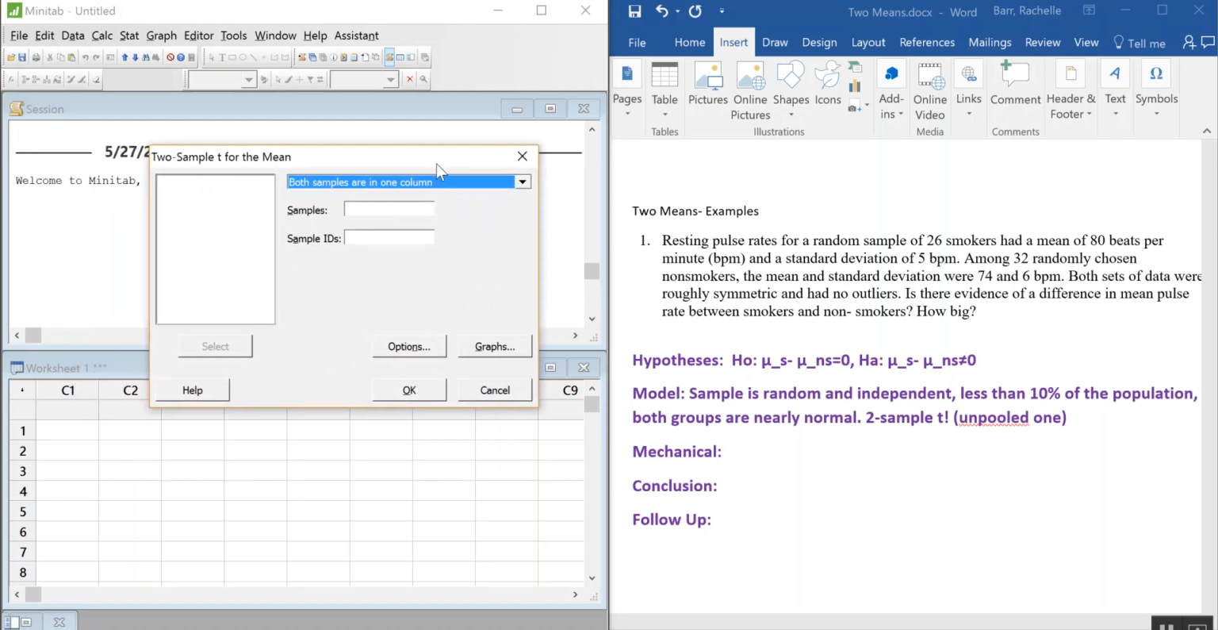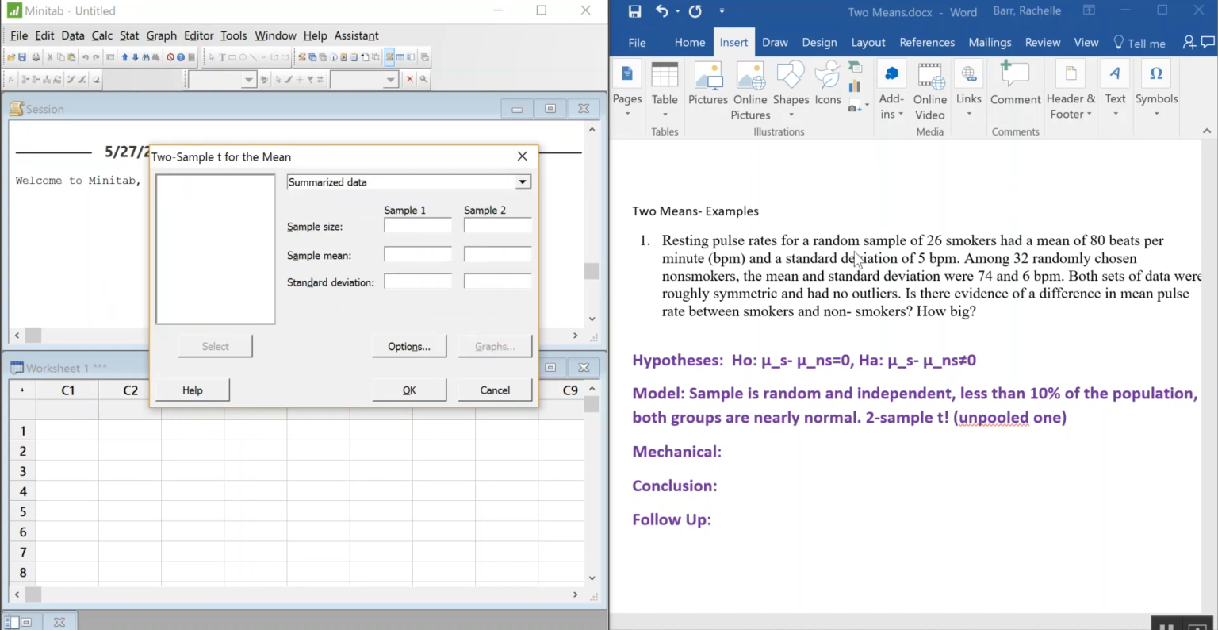And up she comes. And the first option that Minitab always wants to choose is, oh, you have data. But I don't have data. I have summary statistics. So I need to change this to summary data. All right. I did the smokers first in my hypotheses, so I'm going to make the smokers first in my data as well. So 26, sample mean of 80, and then where's my standard deviation? 5. My other one is 32, 74, and then 6.